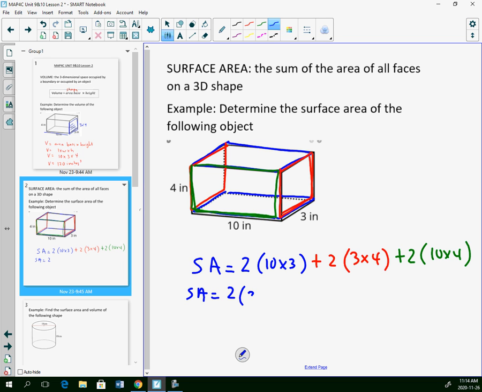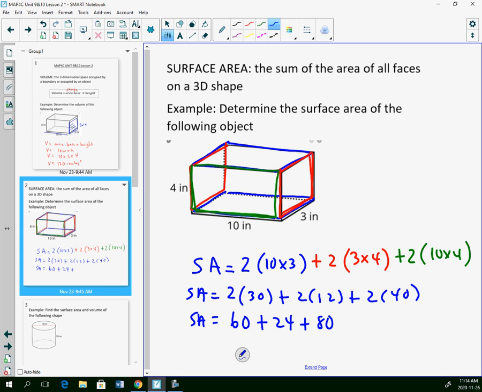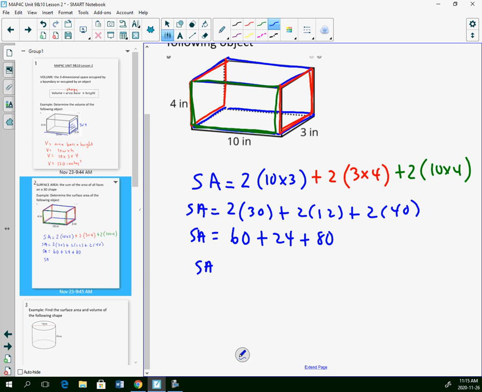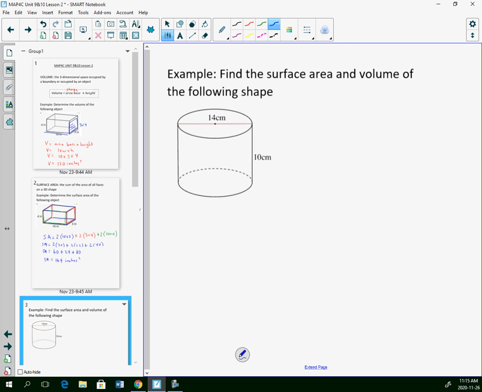So we have 2 times 30 and 2 times 12 and 2 times 40. So the surface area works out to be 60 plus 24 plus 80, which is 164. And this is inches squared because each side is 2-dimensional. So we have inches squared. Okay, so think about the shapes or the faces that create this object. Think about covering it in some sort of material.